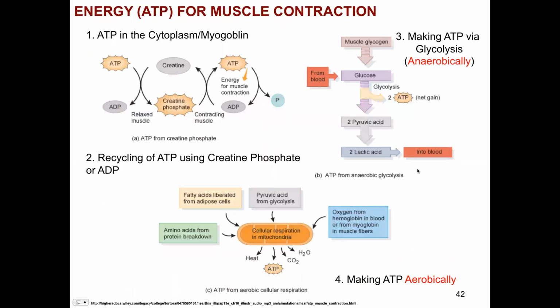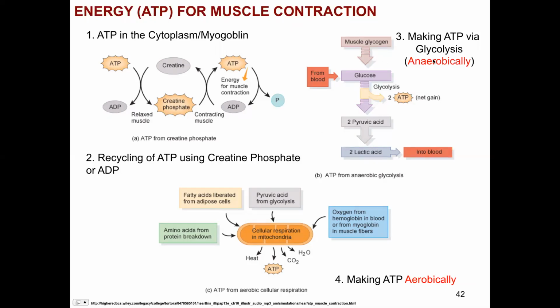So let's go through these ideas. All right. So energy for muscle contraction. So first of all, ATP in the cytoplasm, or using some aerobic respiration using stored up oxygen in myoglobin. Then it will try to recycle that ATP by taking phosphates off of creatine phosphate, which is a molecule that we'll get into in a little more detail in the next slide, or from ADP, making AMP.